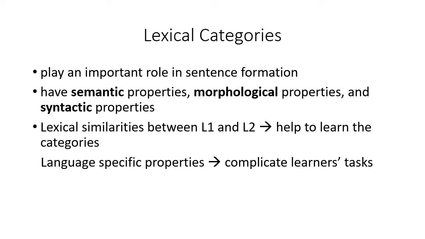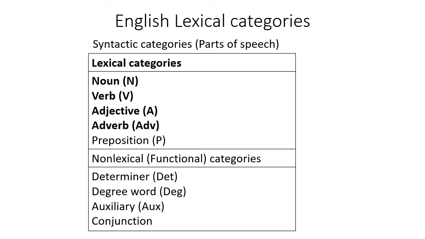There are some similarities in lexical properties between learners' first language and second languages, which help them learn lexical categories. However, there is also cross-linguistic variation, and the learner's learning tasks are complicated by the language-specific properties. The present study focuses on major lexical categories, nouns, verbs, adjectives, and adverbs, and examines how the categories could be taught to Japanese students effectively.